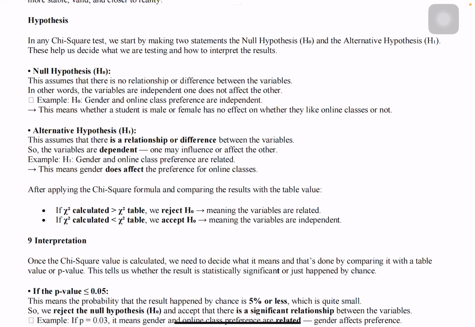After applying the chi-square formula and comparing the result with the table value, if the chi-square calculated value is greater than the table value, we reject H0, meaning the variables are related. If the chi-square calculated value is less than the table value, we accept H0, meaning the variables are independent.